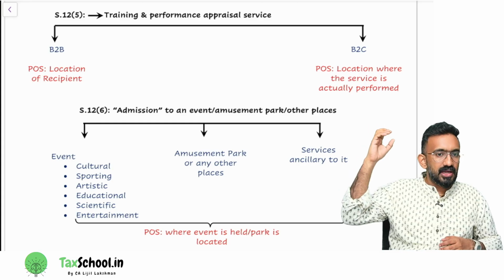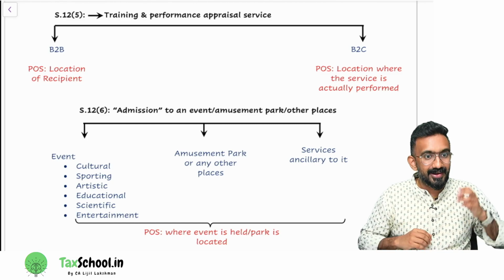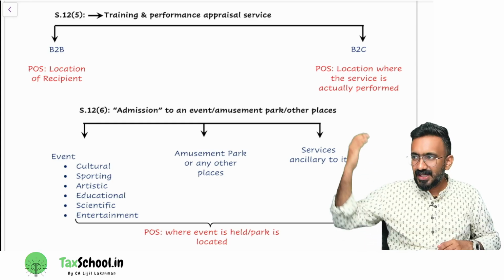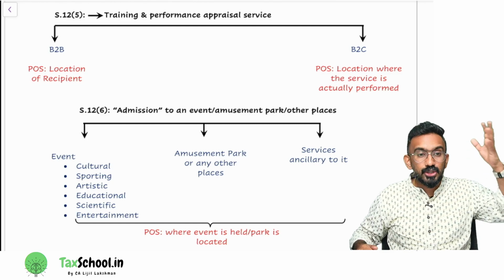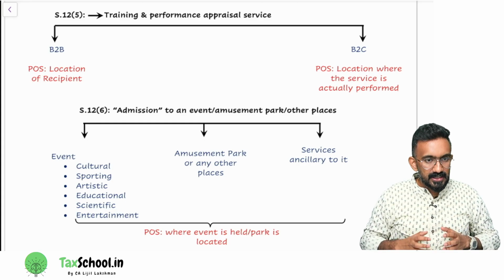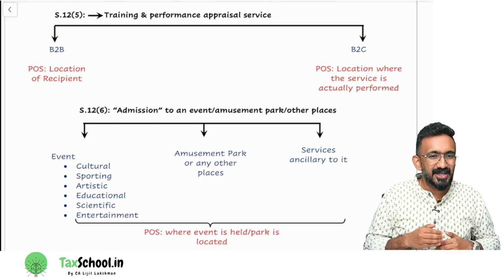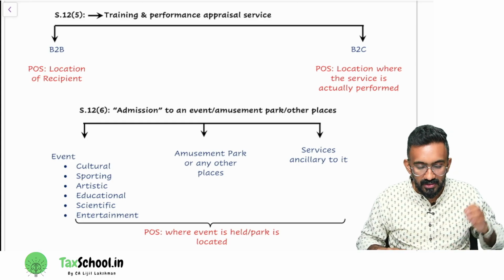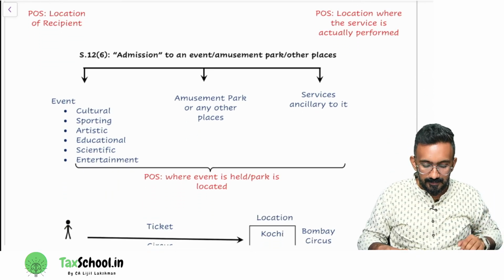I have to ask, am I providing this training service to another registered person, corporate training, B2B, or is it provided to B2C? If it is B2C, it will be where the training is done, Kochi. If it is B2B, it will be the location of the recipient. Say I'm providing training services in Kochi, but my bill is given to Infosys in Bangalore. It's B2B. It will be Bangalore, the location of Infosys, that will be the place of supply, so that credit can move to Bangalore, the IGST bill will come, and they can take the ITC.